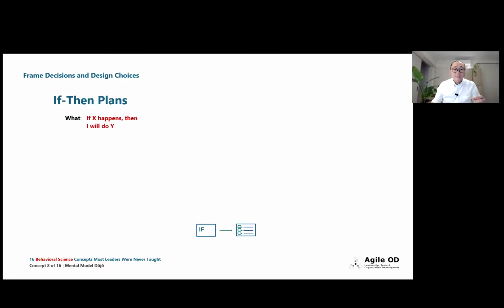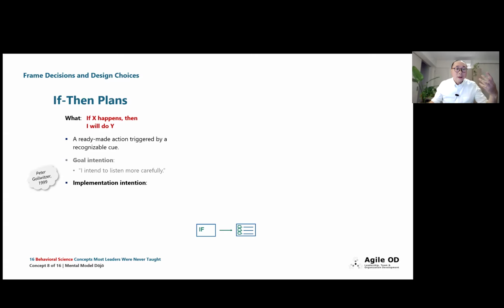In behavioral science, Peter Gollwitzer called this an implementation intention. He distinguished it from a goal intention. A goal intention might say, I intend to listen more carefully. It describes what I want to do, but it leaves the actual moment of action undecided. An implementation intention fills in that moment with a pre-planned response.